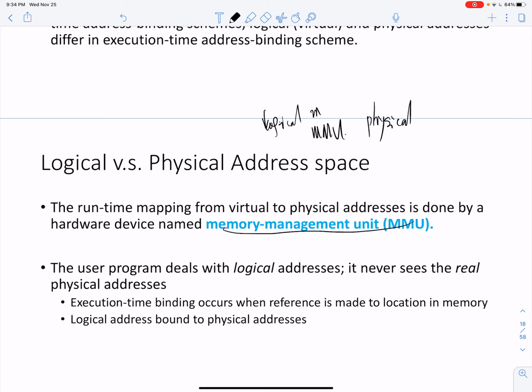The good thing for us, the programmers, is that the MMU is really helpful, because when we are coding our programs, we don't need to worry about where the instruction or the file is actually stored in the memory. We just need to refer to the virtual address. It saves a lot of programming workload for programmers.